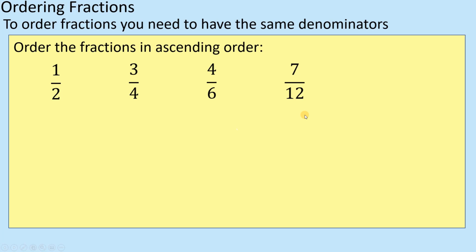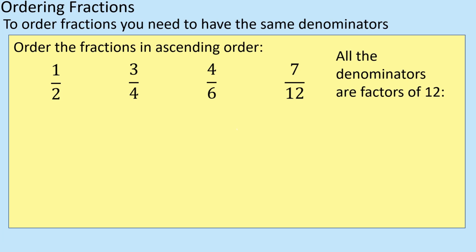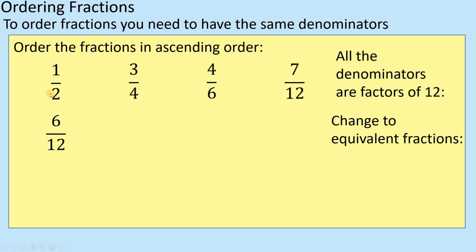Well, fortunately for us, 2, 4, and 6 all go into 12. So I can change them all to 12, so change to equivalent fractions. If I change this one to 12, that means I times it by 6, so I've got to times the top one by 6. Here I've got to times that one by 3, so I need to times that one by 3. Here I've got to double the top one. And of course this one is going to remain the same.